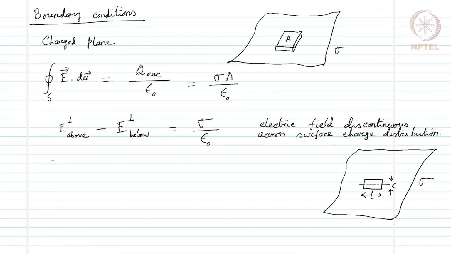So, if we consider a cyclic integral over E dot dl on this loop, that will be 0 because curl of electric field is 0. So, any cyclic line integral of electric field is going to be 0. And if that has to be the case, then we must have the parallel component of the electric field above equals the parallel component of the electric field below. So, we must have E parallel above equals E parallel below.